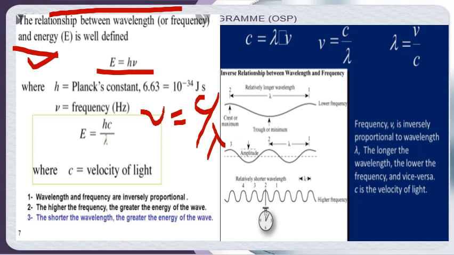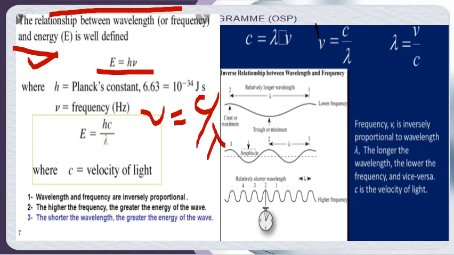It means if there are longer waves, energy is low, and short waves mean energy is high, as they are inversely related, where h is Planck's constant and c is the speed of light. Wavelength and frequency are inversely proportional to each other. The higher the frequency, the greater the energy of the wave. The shorter the wavelength, the greater the energy of the wave.